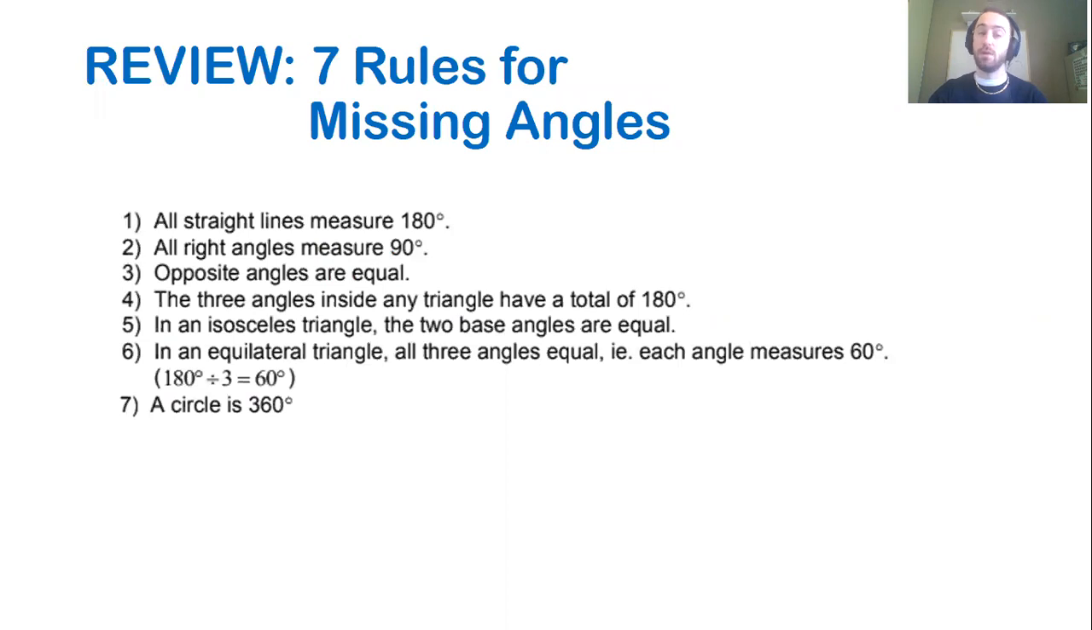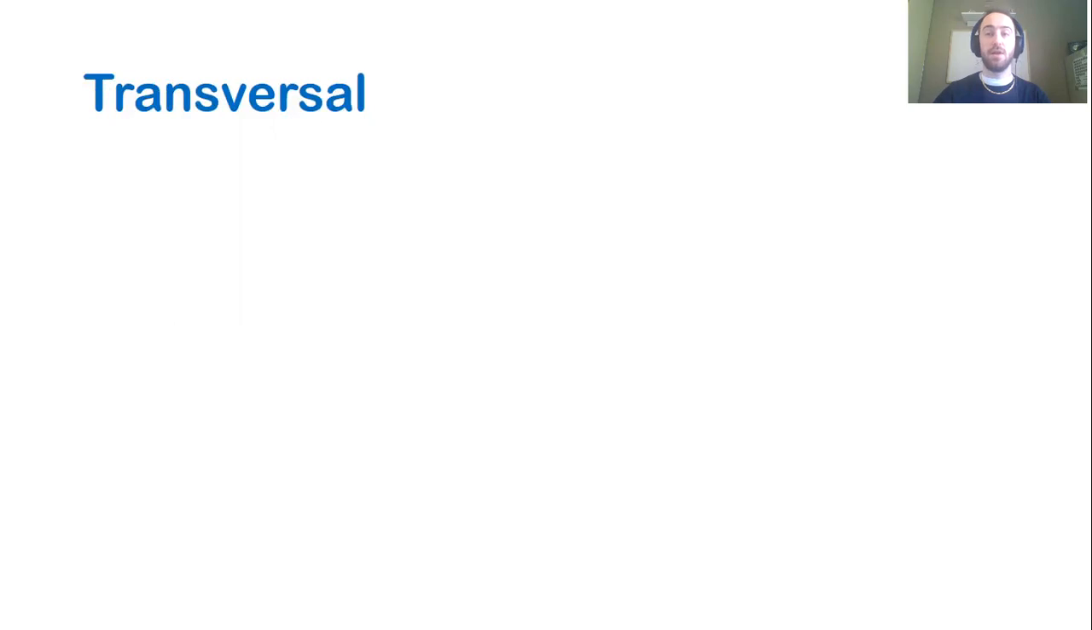So just a quick little review. These are the 7 rules. Again, if we don't remember how to use them, go ahead and check back on our previous lecture, and we will go more in depth with the 7 rules there. But today, we're going to be talking about parallel lines and something called a transversal.